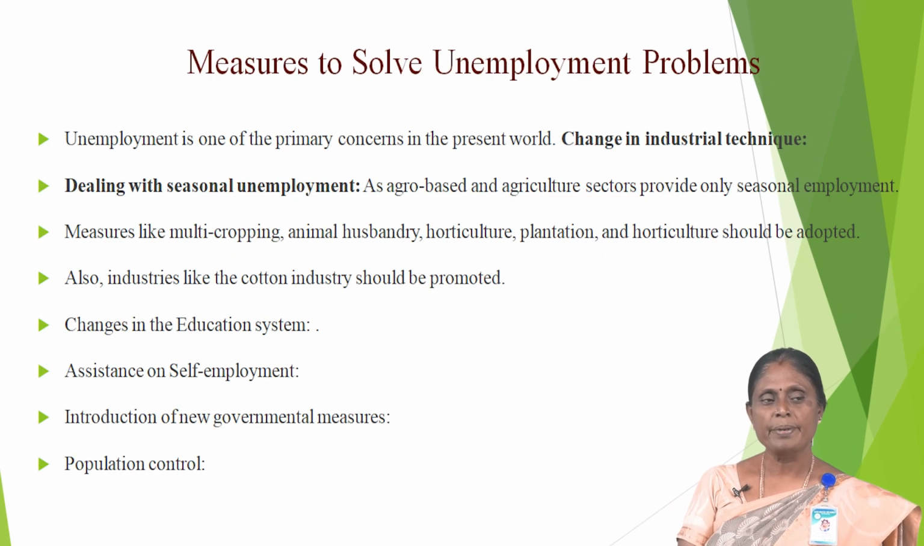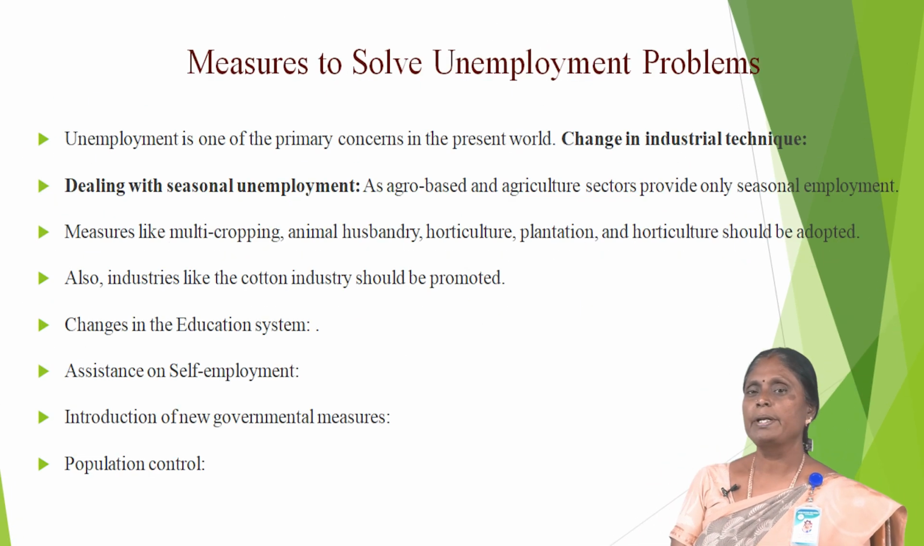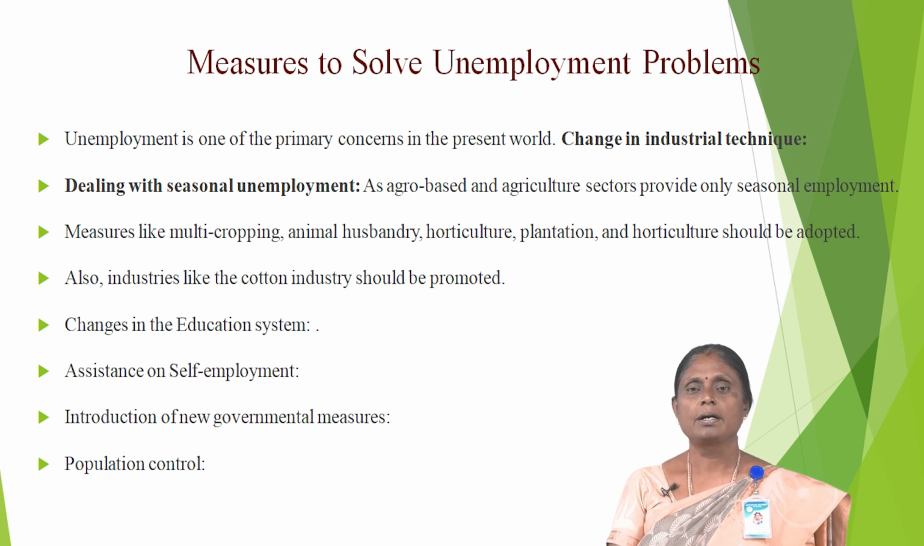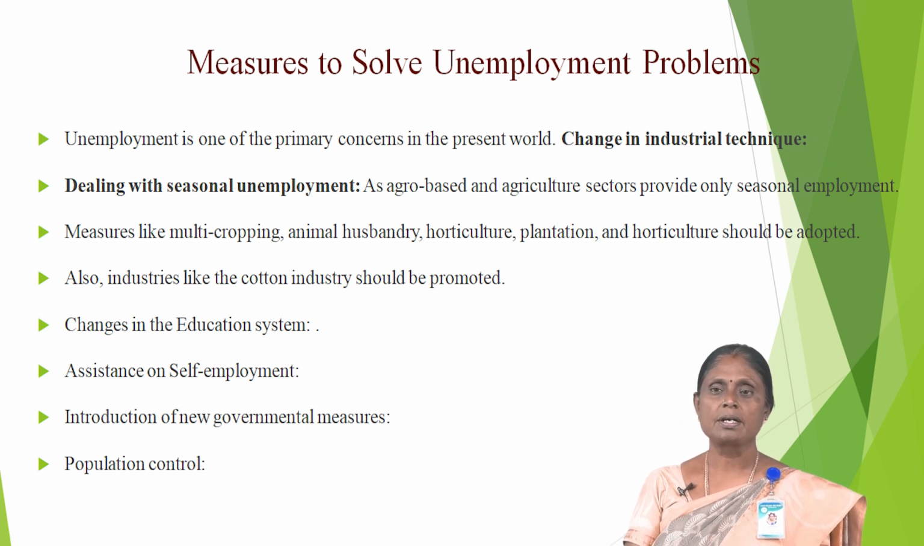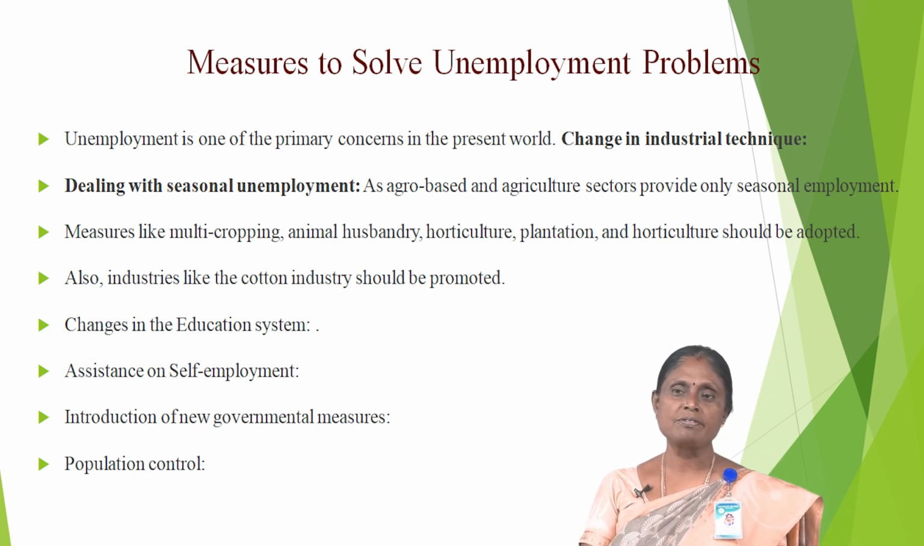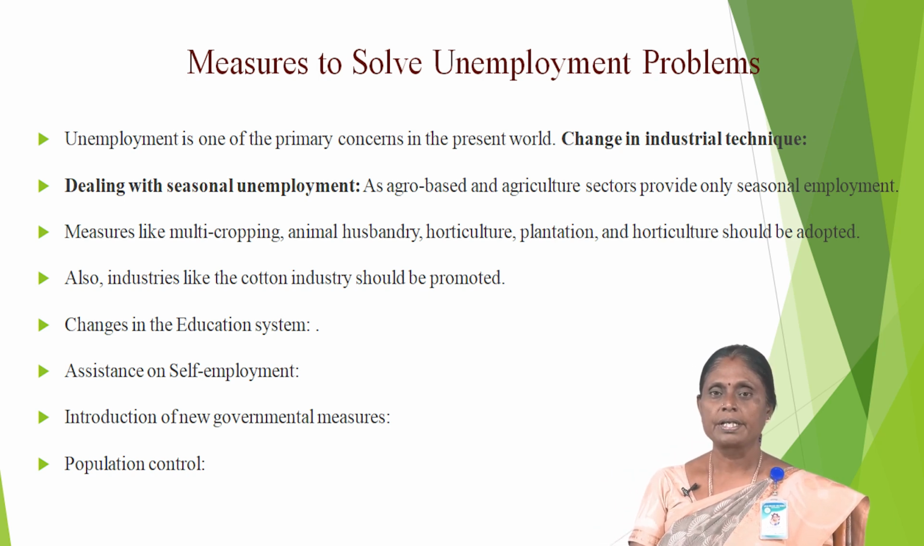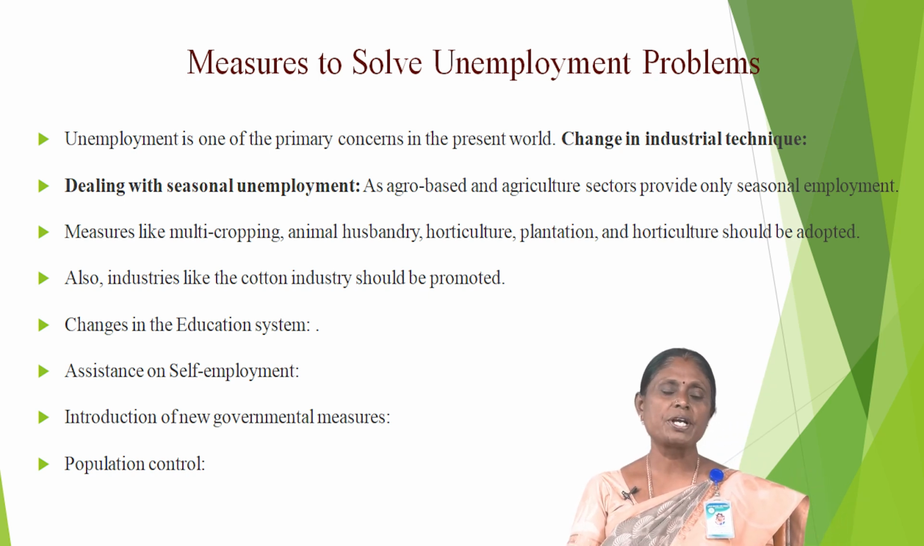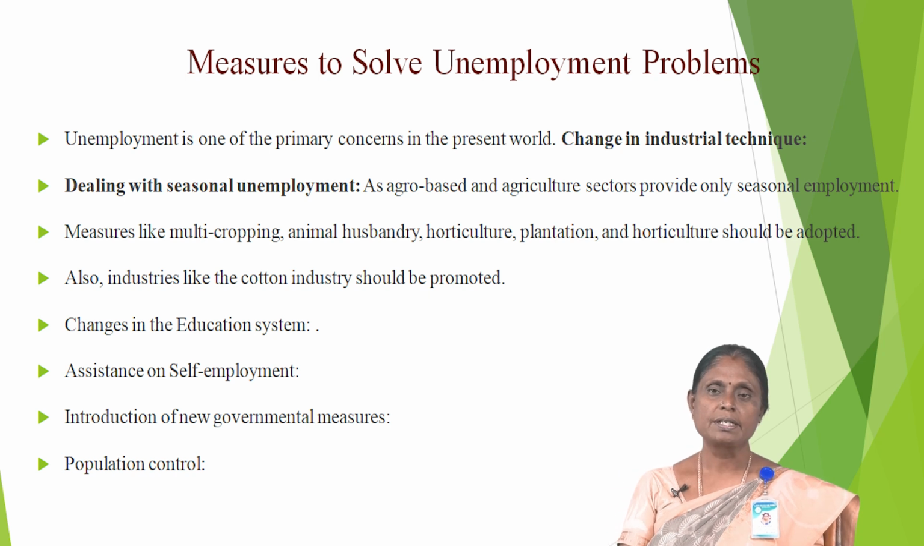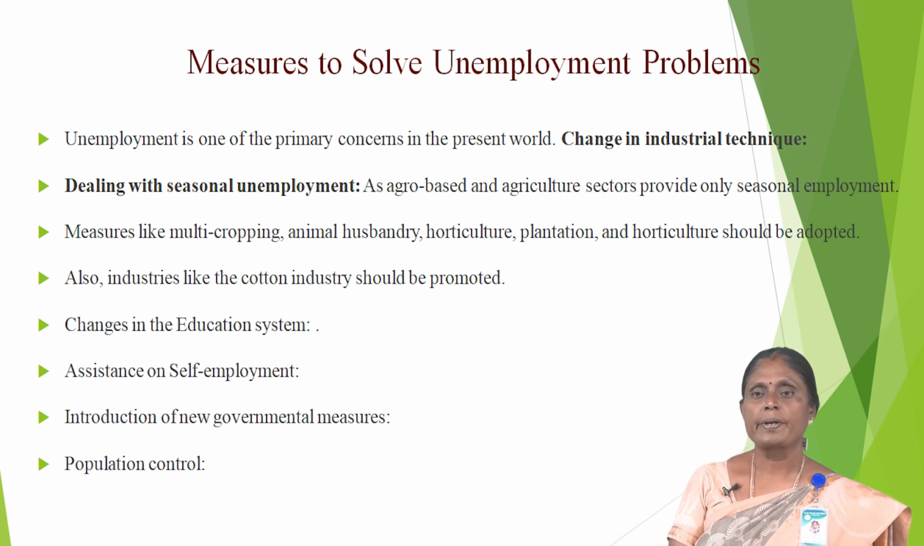Next, what are the measures to solve the unemployment problem? See, one of the important measures, as it is a primary concern in the present world, since a lot of people are dealing with unemployment, is changes in industrial technique. So, this is the main measure to solve the unemployment problem.